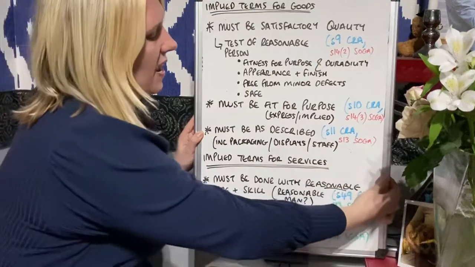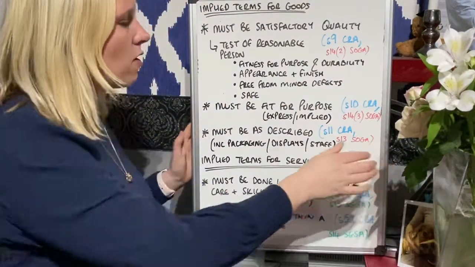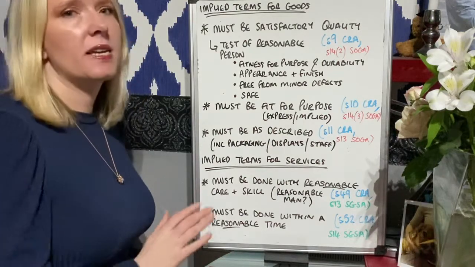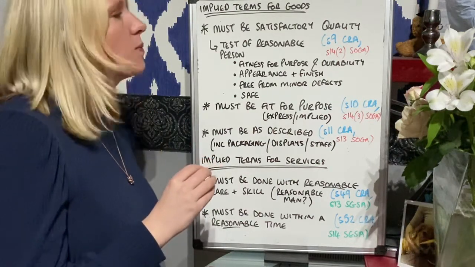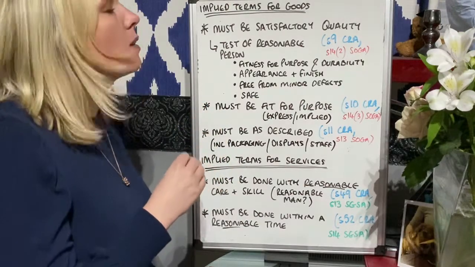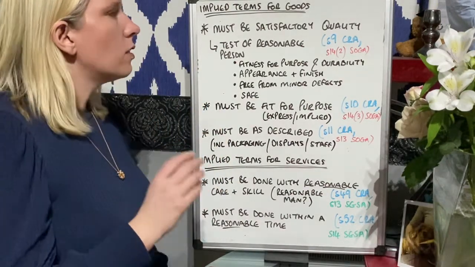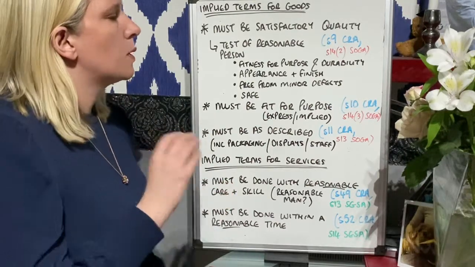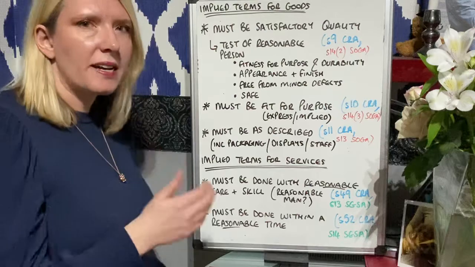So what we have here then is that breakdown of what the expectations are when it comes to the goods and services that we buy. And again, key that you know the difference between the two, because although some of the concepts are similar, we use different terminology. So all goods that I buy from a trader must meet these minimum standards of quality.